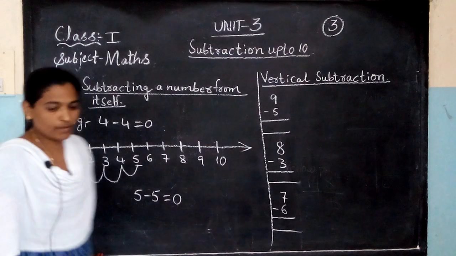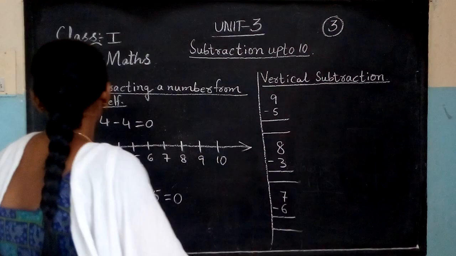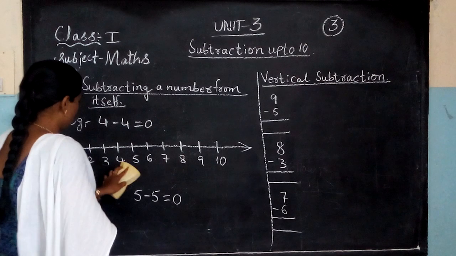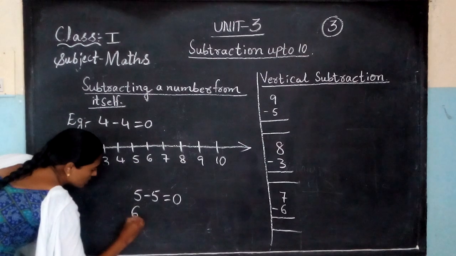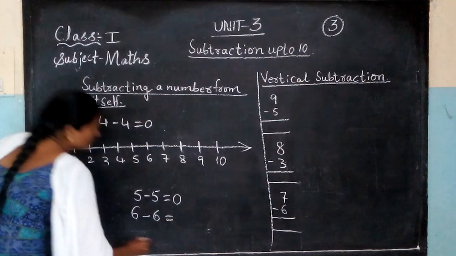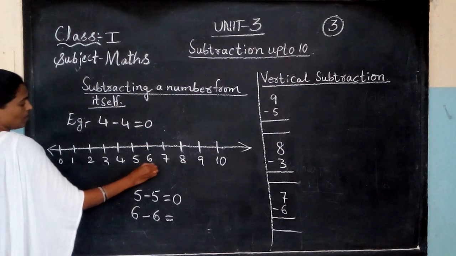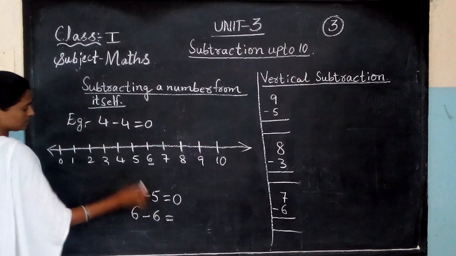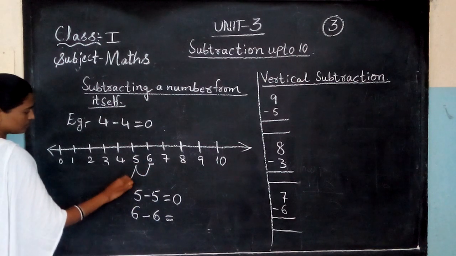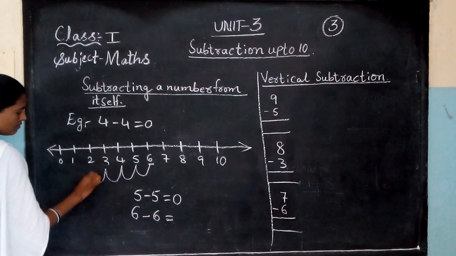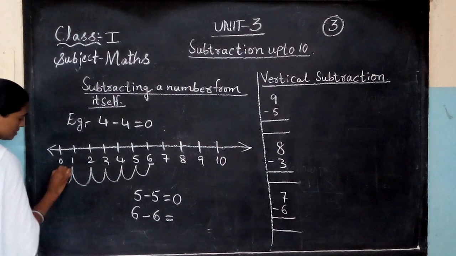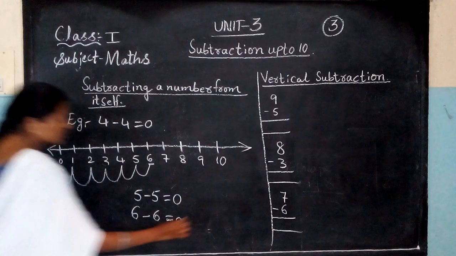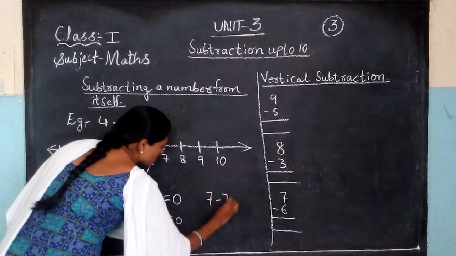Again, one more example I will tell you. 6 minus 6. Now keep one finger on 6 and move how many steps? You have to move back 6 steps. 1, 2, 3, 4, 5, 6. What answer did you get? 0.